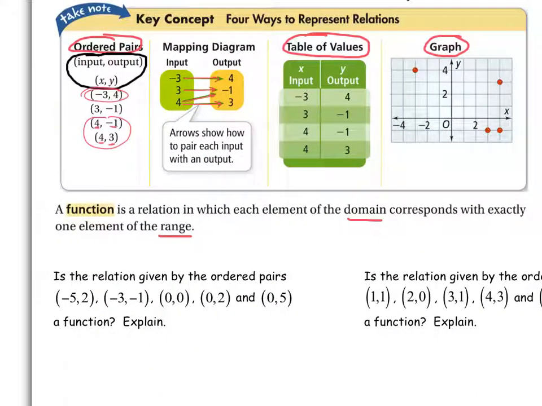So, for a function means if I take one x value and put it into an equation, I'm going to get only one y value coming out. I like to think of this as a machine. I like to think of functions as machines. Okay?